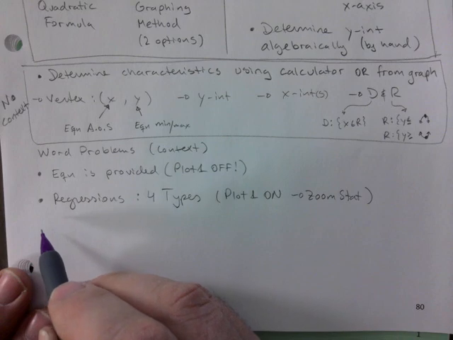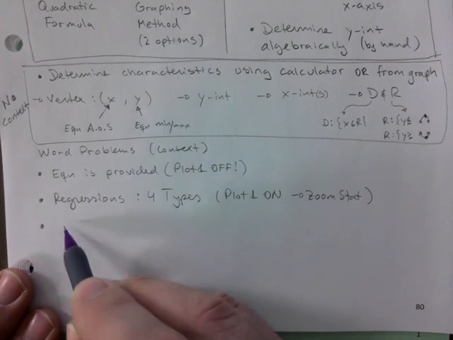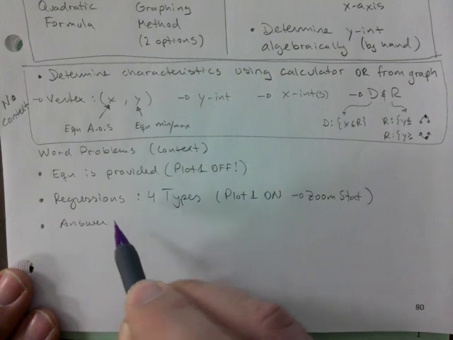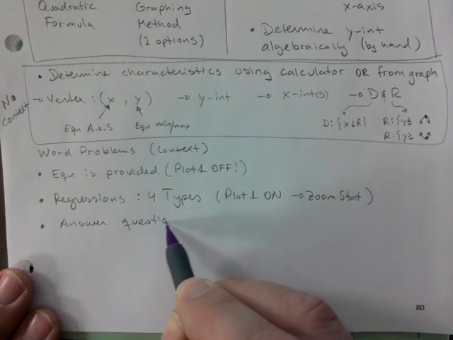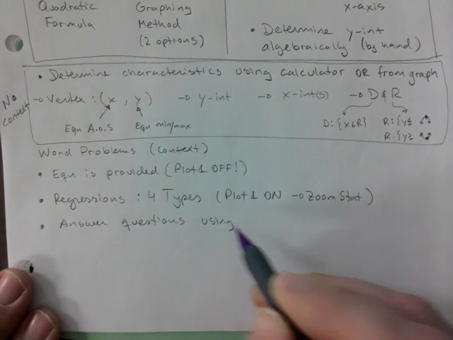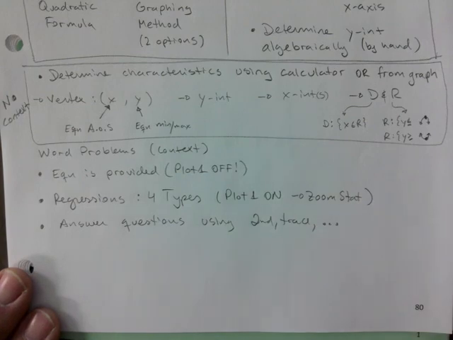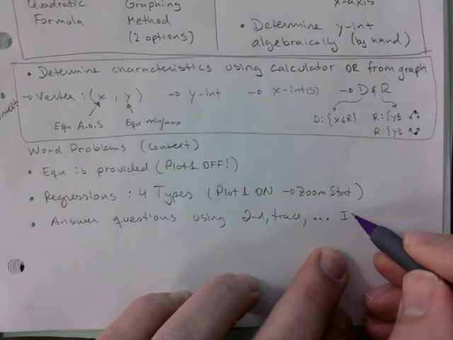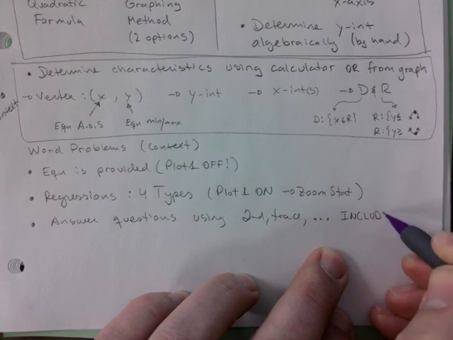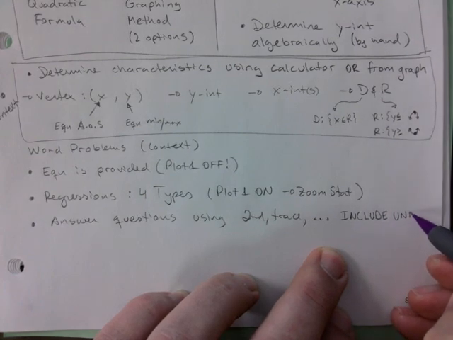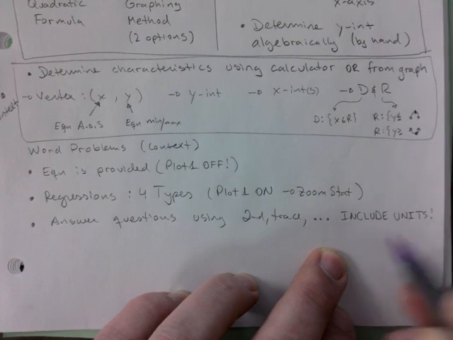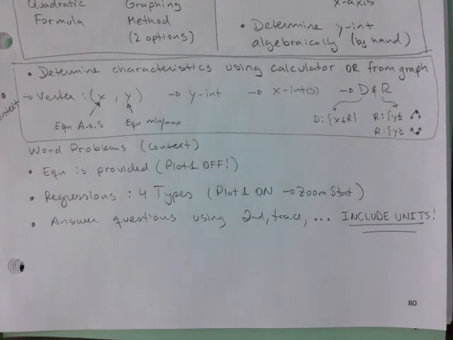You have to be able to answer questions using second trace, right? But you have to include units. Okay, so don't just give me a point or something. Always include units. It doesn't have to be a long statement, as long as the minimum that I'm asking for is units.